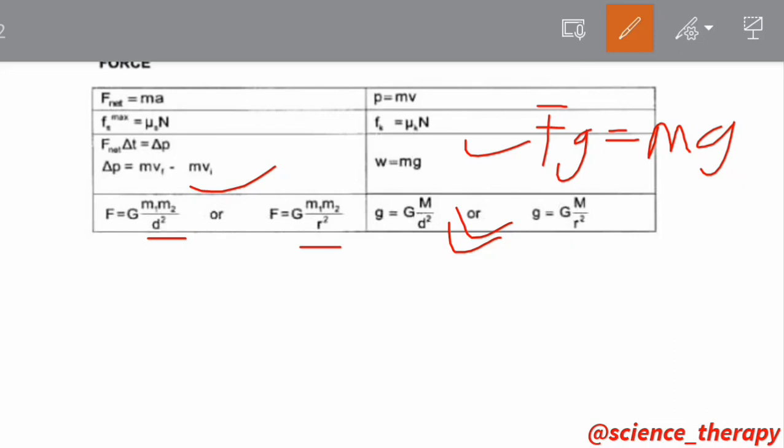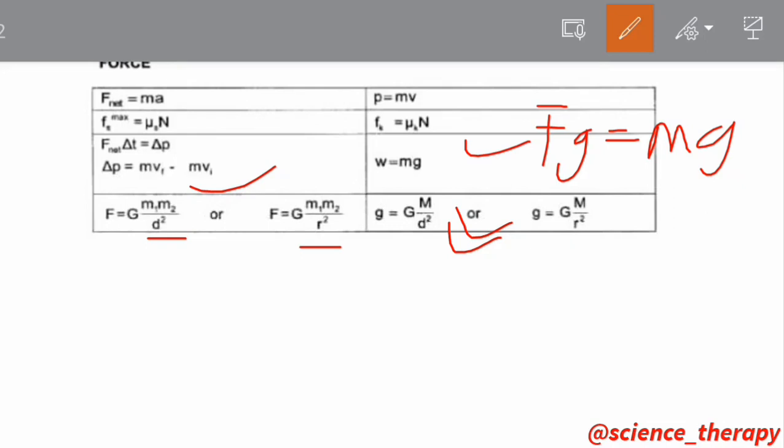Also, you can use the same formula if you're given the gravitational acceleration of that particular planet and you are trying to calculate the mass of an object on that planet, or the distance of that particular object relative to the surface of that planet.